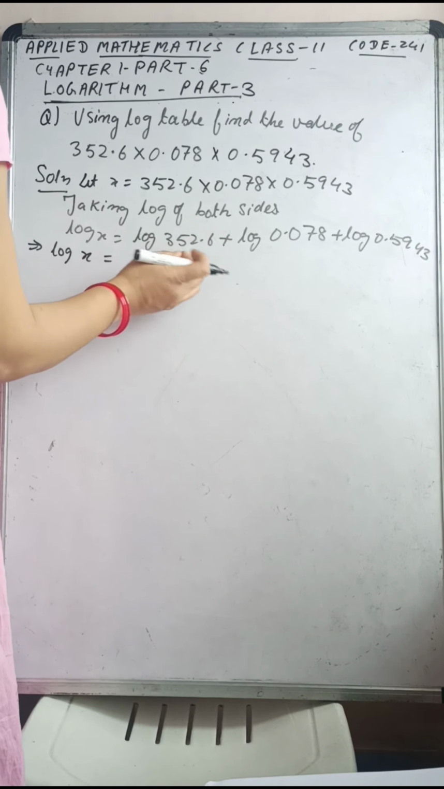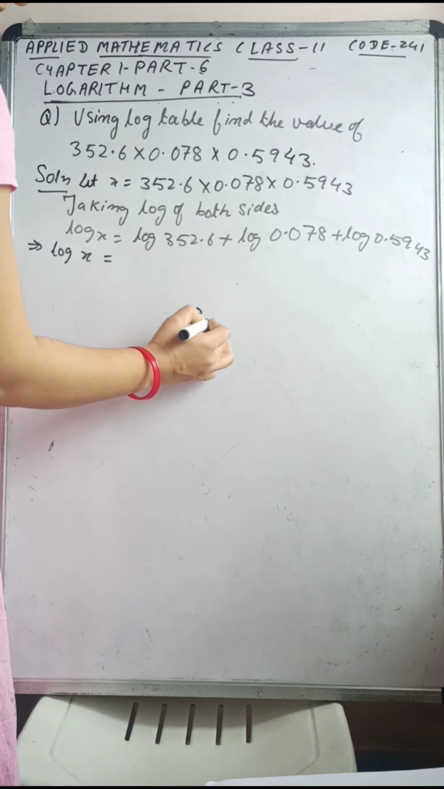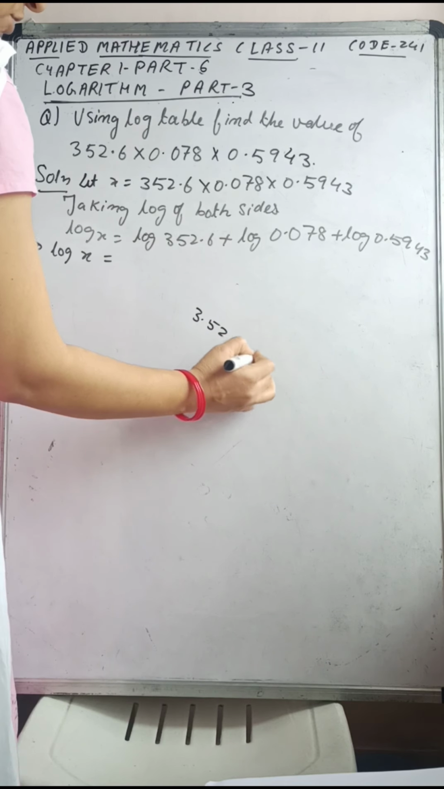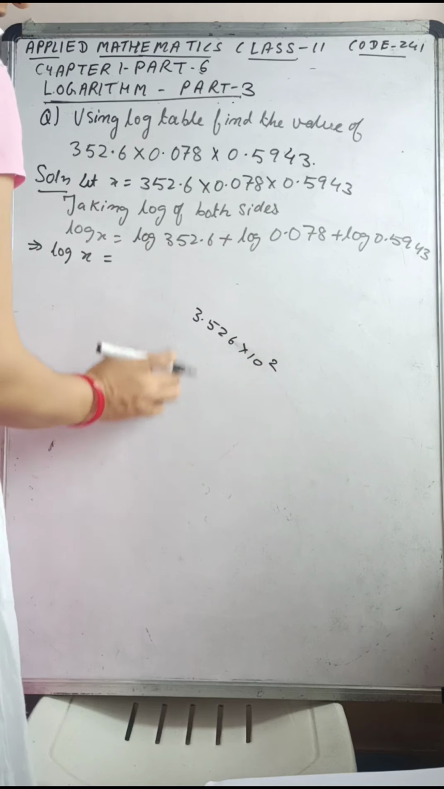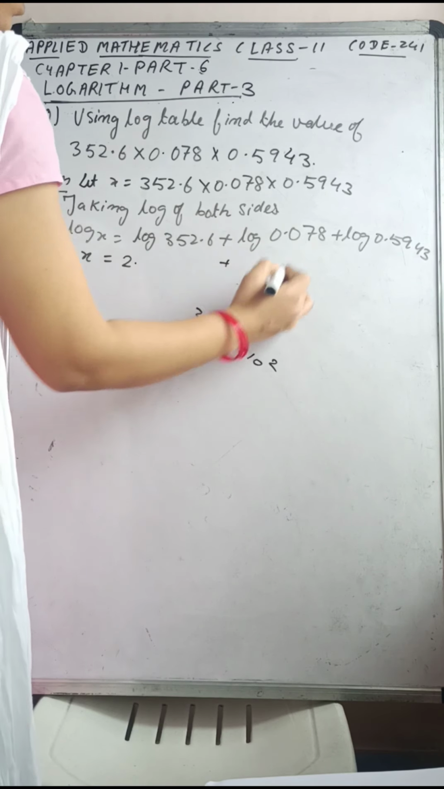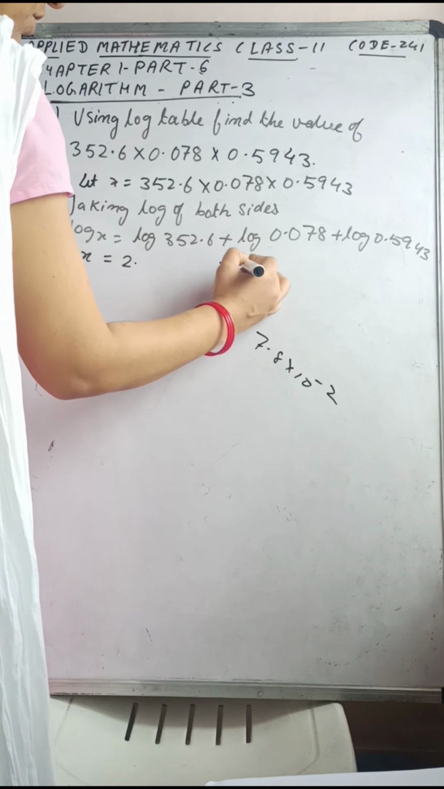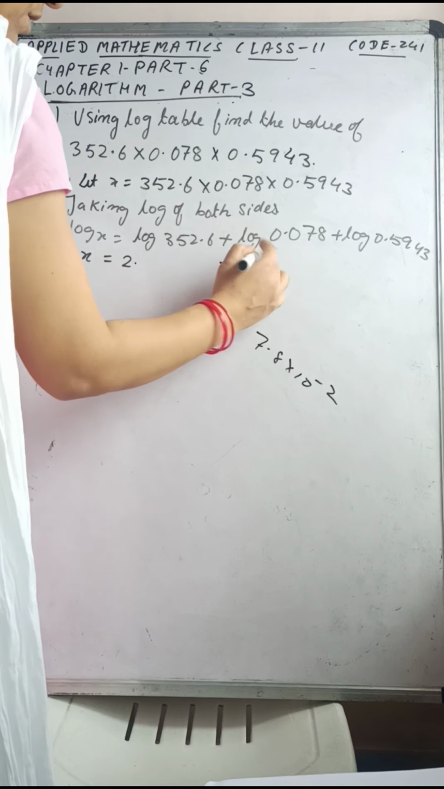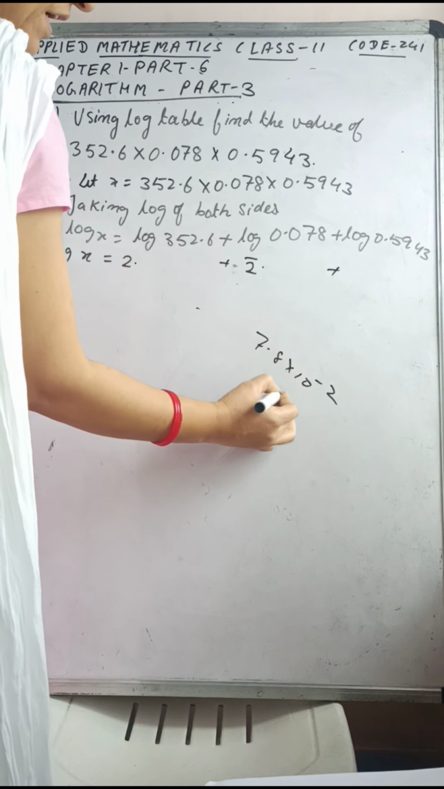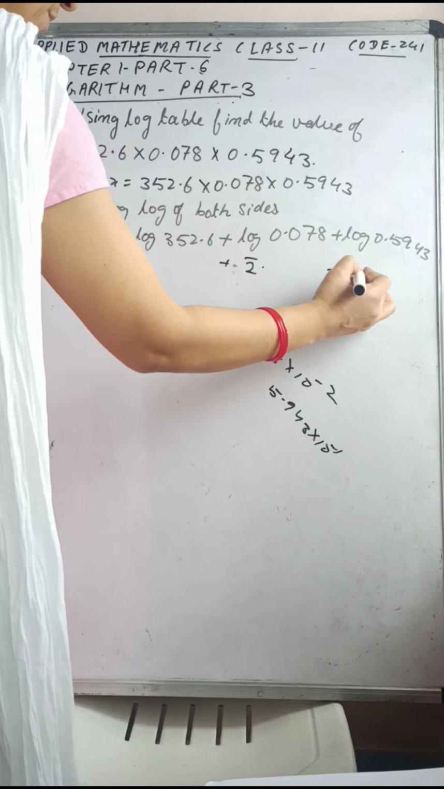Now for this first, the characteristic part, over here 3 number, I mean positive, and in standard form you imagine 352.6, 3.526 into 10 to the power, over here 10 to the power 2. So 2 point, the mantissa part. Over here 7.8 into 10 to the power minus 2. So minus 2, bar I am writing, point. And over here 5.943 into 10 to the power minus 1. So 1 bar I am writing, decimal.